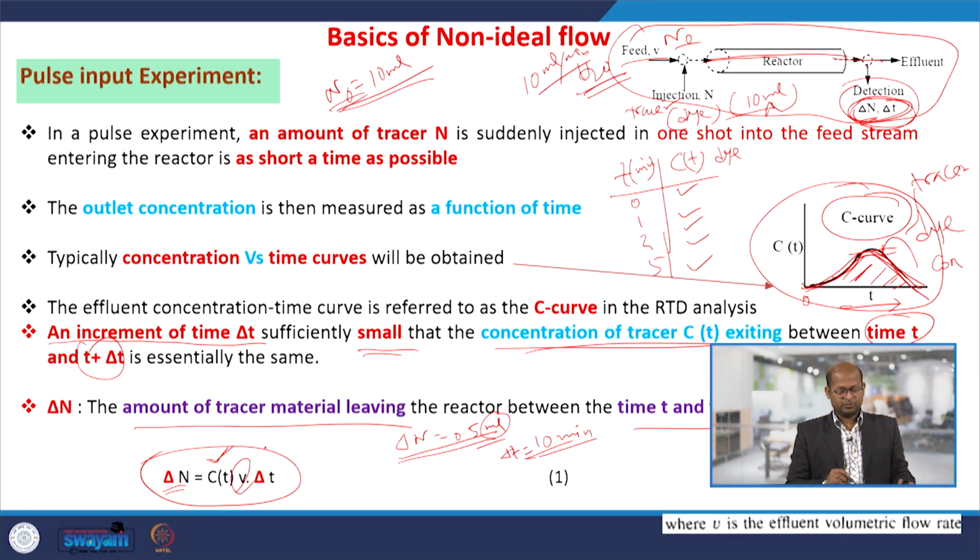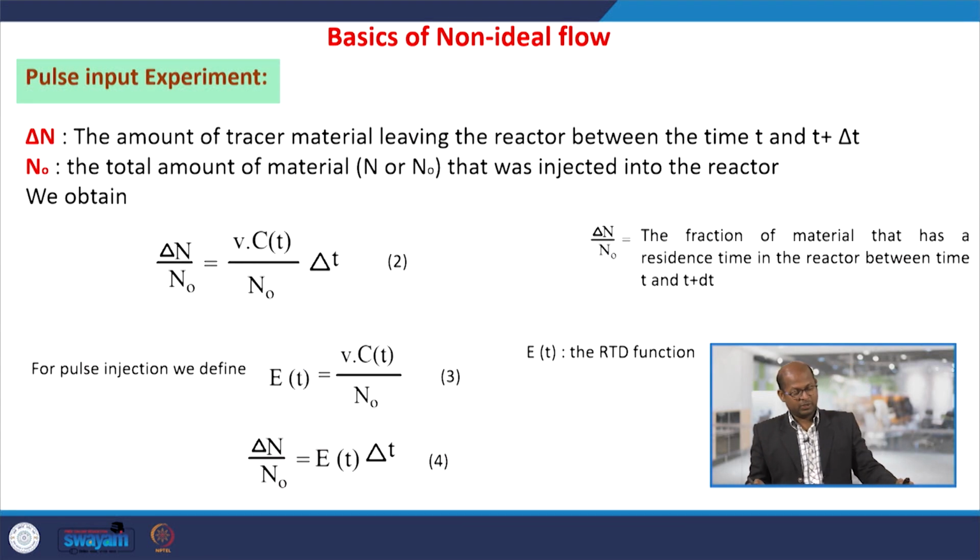This is the volumetric flow rate, which we know. So, delta n, the amount of the material, equals C(t), in moles per dm cubed, times the volumetric flow rate, in dm cubed per unit time, minutes let us say, times delta T, in minutes. So, we can easily find the amount of moles leaving the reactor using this equation 1.